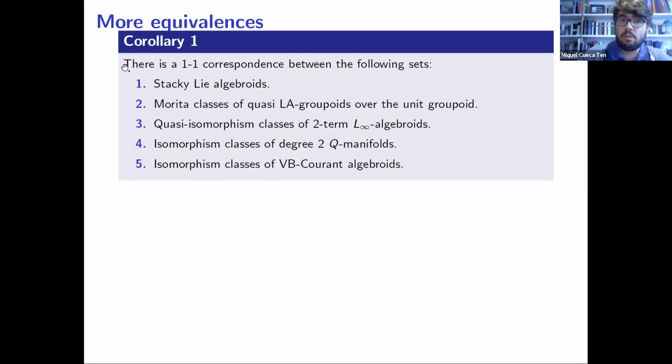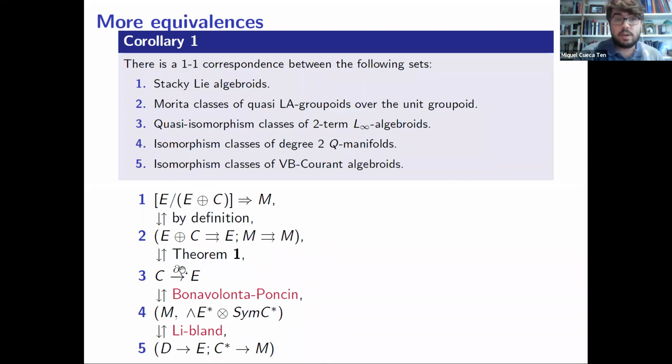And now, if we use all the correspondences that we have, we can see that there is a one-to-one correspondence between the following sets: 1, Stacky Lie algebroids; 2, Morita classes of quasi-Lie groupoids over the unit groupoid; 3, quasi-isomorphism classes of two-term L-infinity algebroids; 4, isomorphism classes of degree 2 Q-manifolds; or even 5, isomorphism classes of VB-Courant algebroids. And the way to pass from one to the others is, for example, let's start here in 3. Suppose that I have a two-term L-infinity algebroid, then theorem 1 tells me how to construct the associated quasi-Lie groupoid, and then by definition, this gives me a Stacky Lie algebroid, and everything is fine because quasi-isomorphisms correspond to Morita classes. That is the definition of a Stacky Lie algebroid.